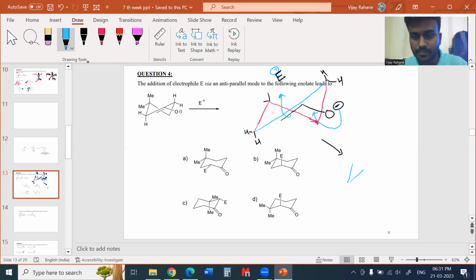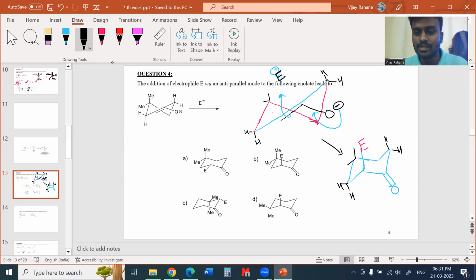So this carbon converts into the keto form, and the electrophile E will be here, and the remaining groups are the same. Here hydrogen, hydrogen, and here also the same, hydrogen, hydrogen. These remaining groups are unaffected. Only the electrophile will attack and will be axial, at the alpha position of this carbonyl, right? So here will be the electrophile.